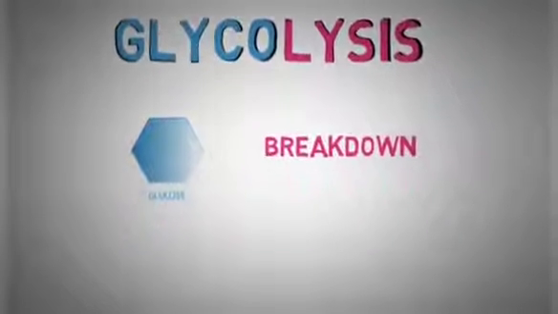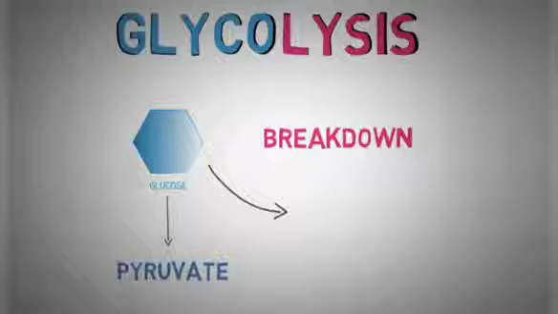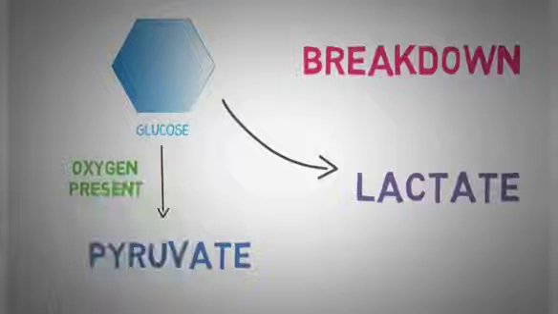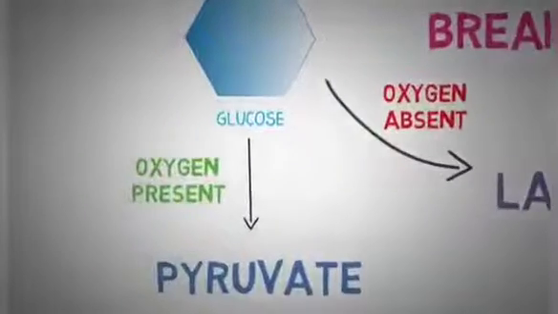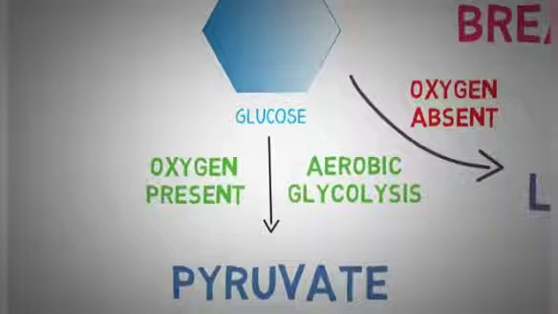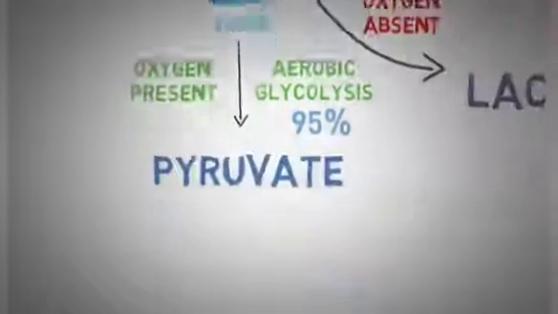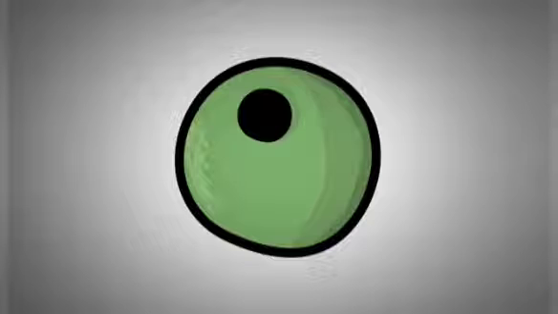We begin with glucose and end with pyruvate or lactate, depending upon whether oxygen is available in the process or not. If oxygen is available, we call it aerobic glycolysis, and almost all of the glycolysis that takes place in humans is aerobic, except some situations in which anaerobic glycolysis takes place, which doesn't require oxygen. We'll discuss these situations a little bit later in this video. Now let's start with the actual process of glycolysis.